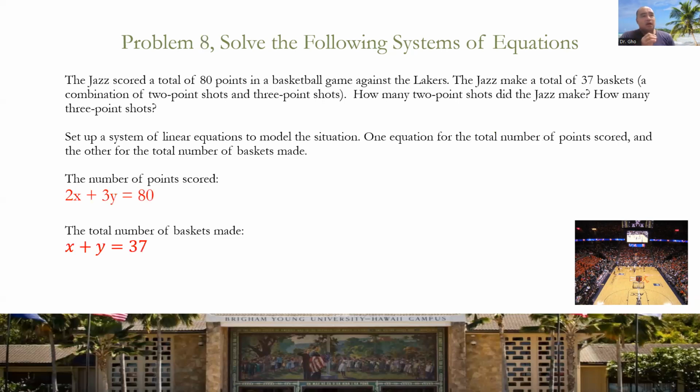First of all, we want to set up the system of equations. We have the 2-point shots, where x is for the 2-point shots. How many of those did they make? And the 3-point shots, all of those end up with 80 points. So the number of 2-point shots times 2 plus the number of 3-point shots times 3 will equal 80 points. And there are 37 baskets, or 37 shots were made. So all the 2-point shots and all the 3-point shots make 37 baskets. Those are our two equations.